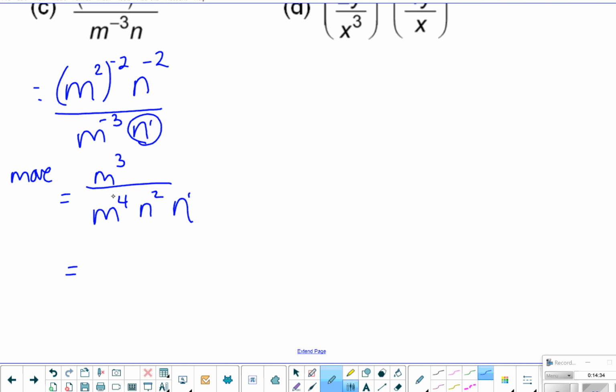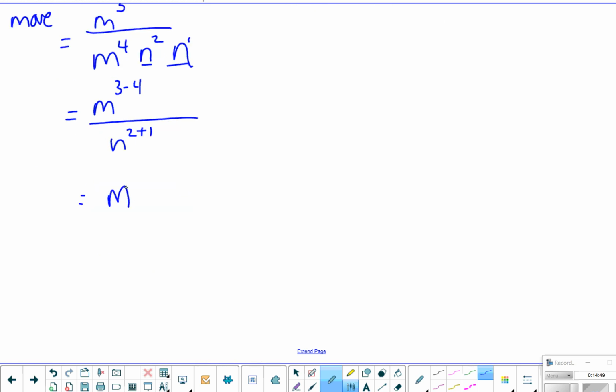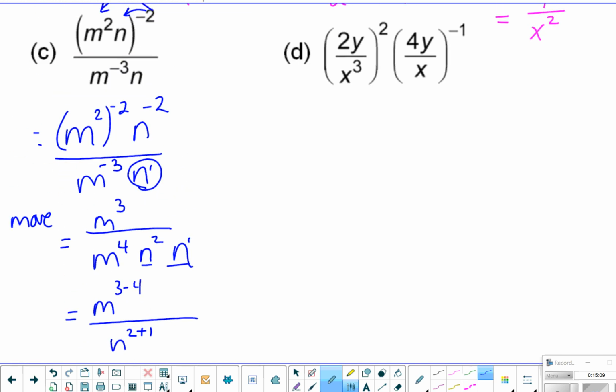Now I've got 3 minus 4, don't I? I've got m to the 3 minus 4 over n to the 2 plus 1. Bases are the same, so we add exponents. Bring that together, I get m to the negative 1 over n to the third. Finally, no negative exponents allowed, so that'll shift to the bottom as a positive 1. Don't need to write anything, and then n to the third. There's our final answer. Notice how many steps I took, because I just wanted to be super careful about it.